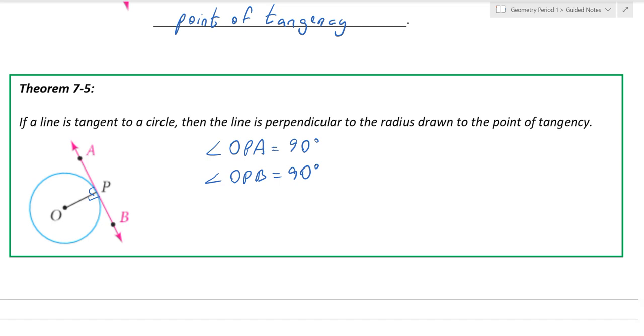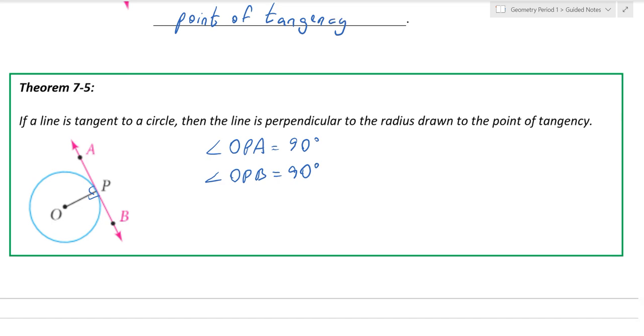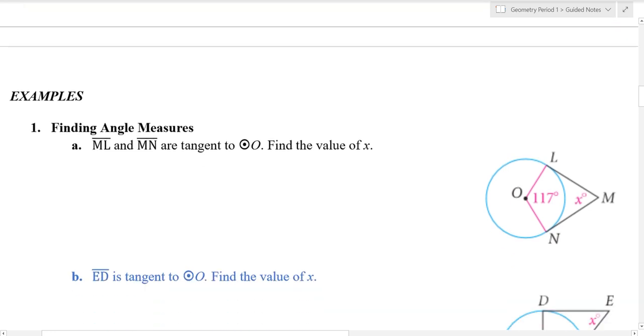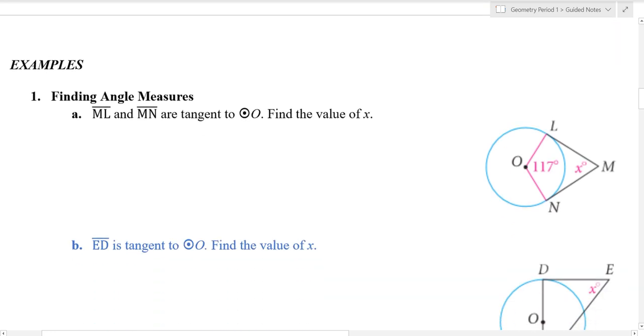Now that we have that defined, let's take a look at some examples. Example 1, finding angle measures. ML and MN are tangent to circle O. Find the value of x. If we take a look at the diagram, we see that x is an angle, so that means it's in degrees. Our answer needs to be in degrees.